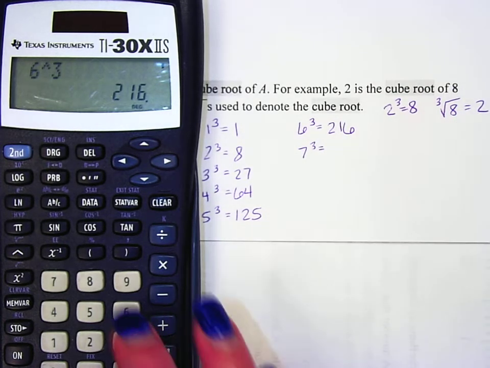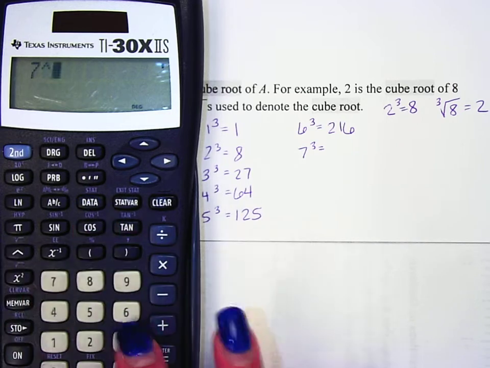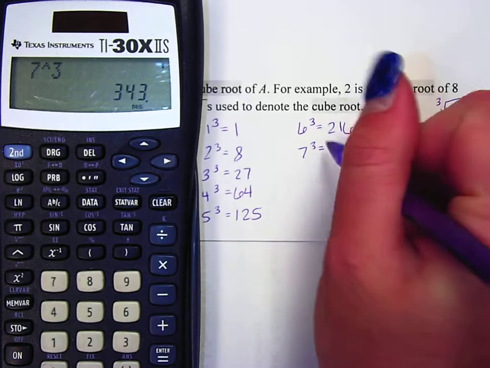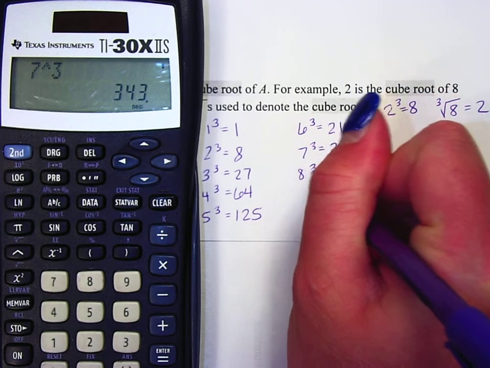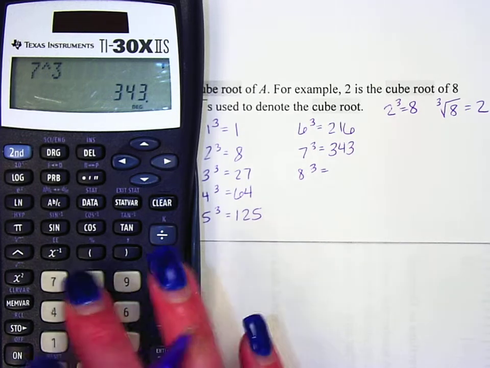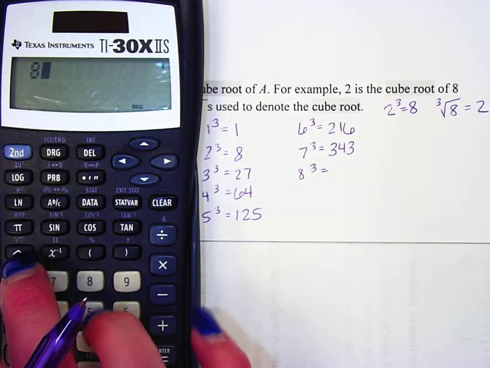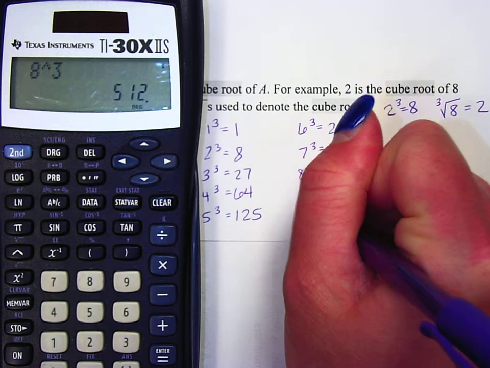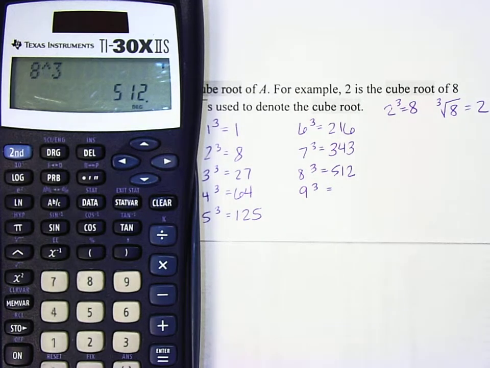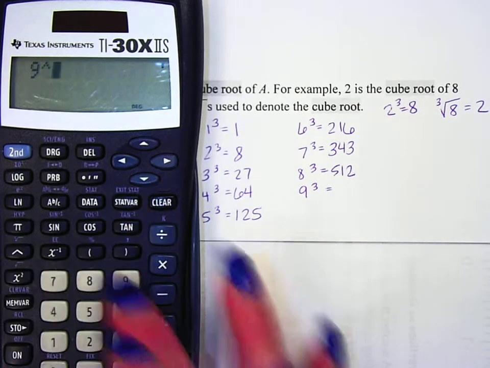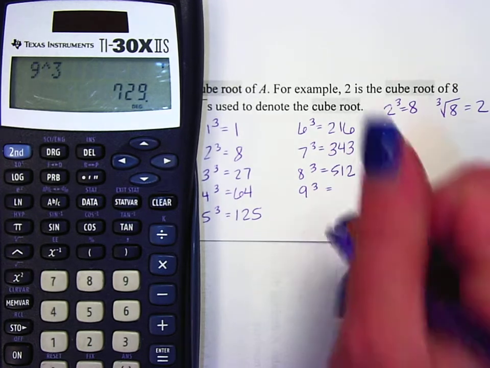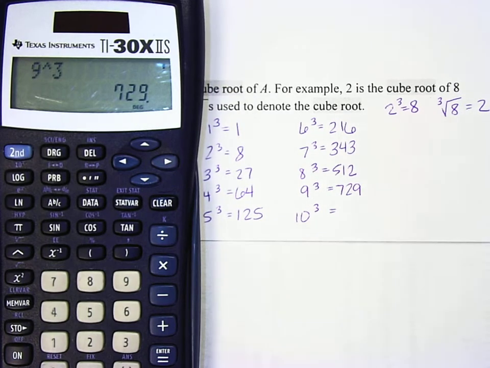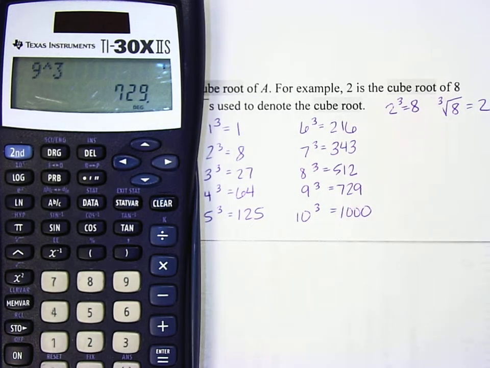7 times 7 times 7. 7 times 7 is 49. Times 7 again, I do 7 caret, and then my 3, 343. 8 to the third. 8 times 8 is 64, times 8 again, I'm going to use my calculator, 8 caret, so this button right here, to the third, 512. 9 to the third, 9 times 9 times 9 is 81 times 9, so again we're getting big, 729. And then the last one, 10 times 10 is 100, times 10 again gets us to 1,000.